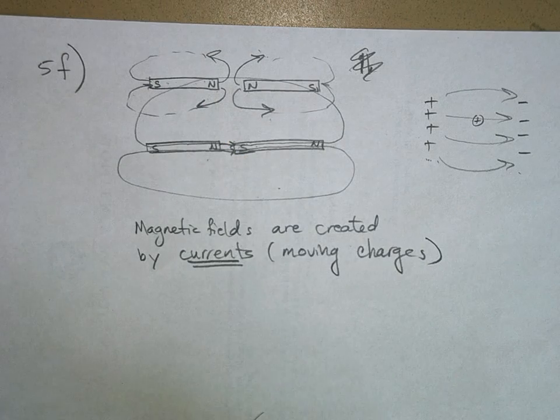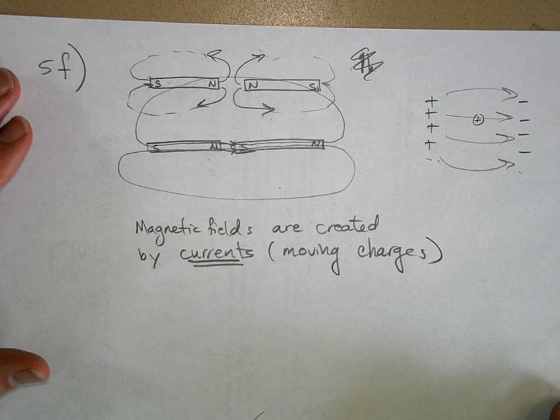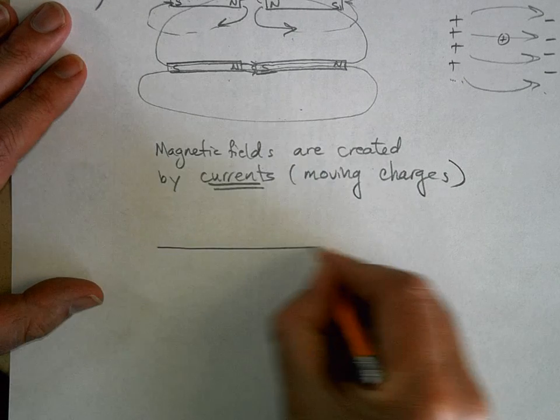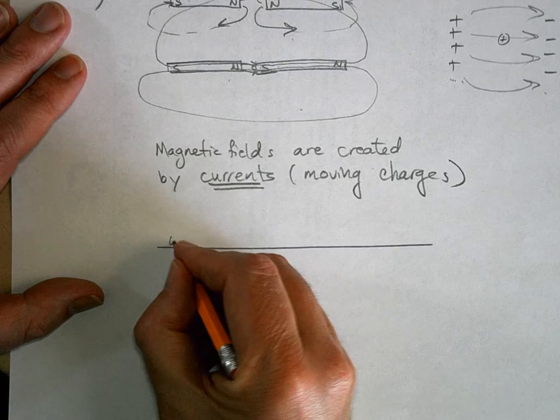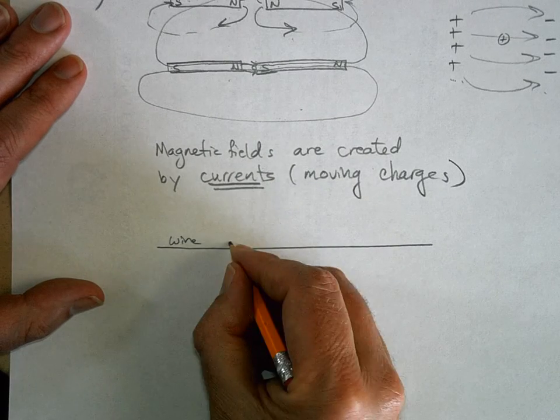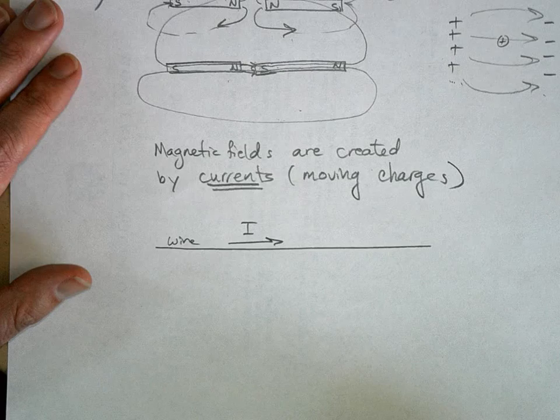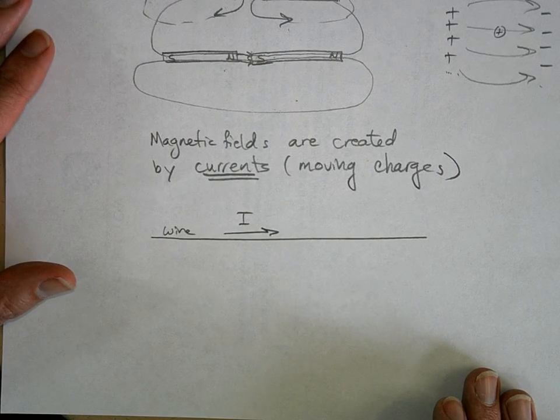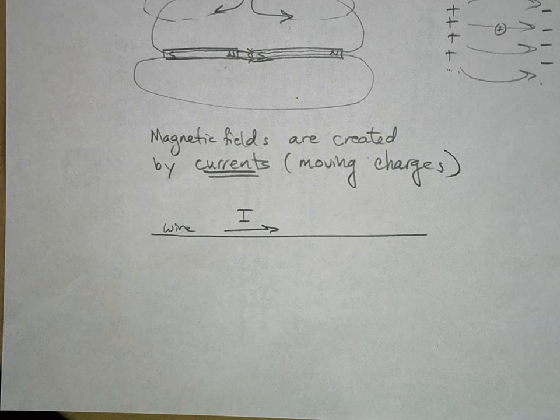But you can create a very strong magnetic field using currents. If you have a long straight wire, here is a wire, and you put a current through it, I, it's not a very strong magnetic field, but you can create a magnetic field nonetheless. And what does it look like? Okay, you're just going to have to memorize this.